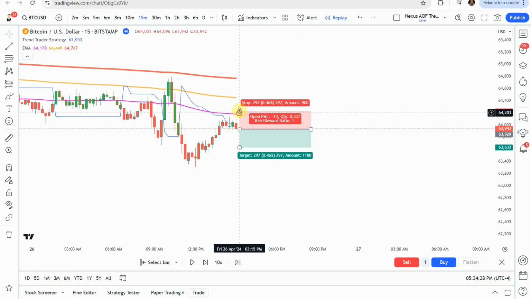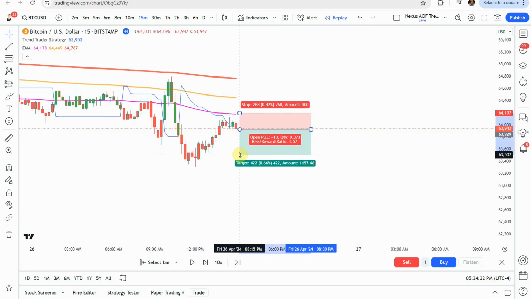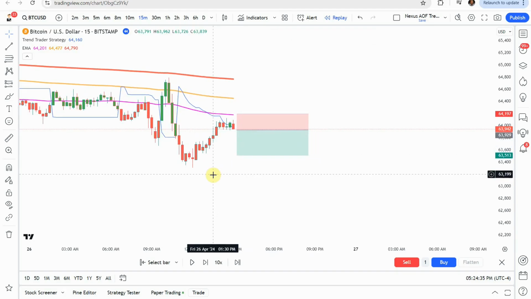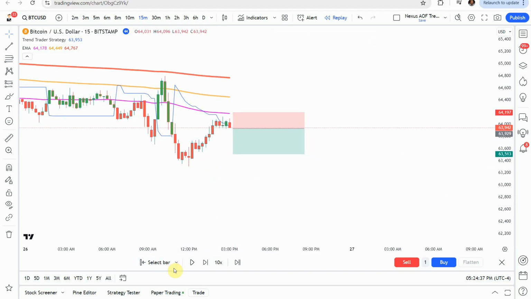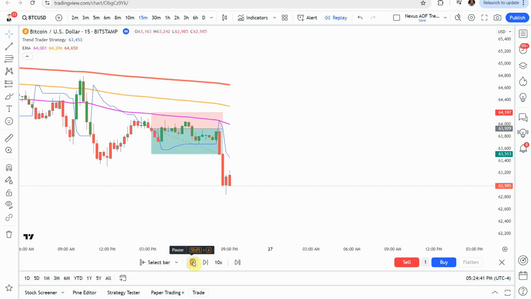Put our trade right here. We're going to put our stop just right above this pivot right here. And we're going to target a 1 to 1.5 risk reward like so. Let's play this forward and see how it plays out.